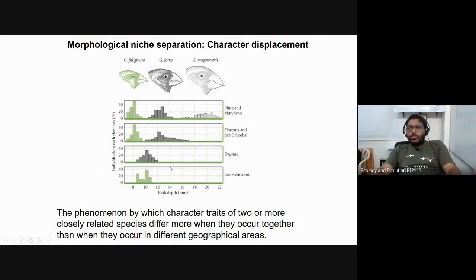Now, whatever we saw till now was primarily in the context of niche defined in terms of resource usage, and so on.